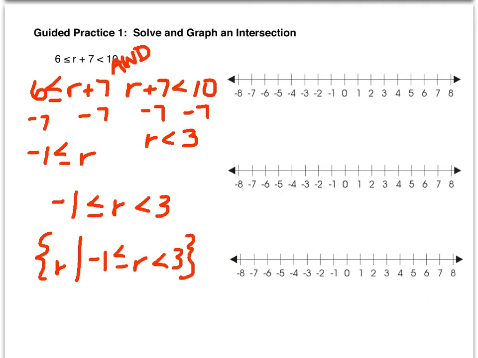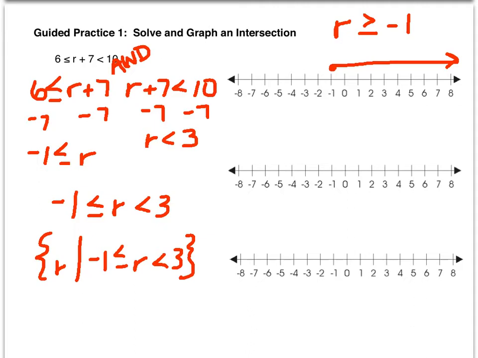To graph these, we'll first graph negative 1 less than or equal to r. Now, to graph it, we really need to switch the r to the left, so we're going to have r is greater than or equal to negative 1 because we had to flip our symbol. So, because it's a greater than or equal to, we'll have a closed dot on the negative 1, and all the numbers to the right are greater than or equal to negative 1.